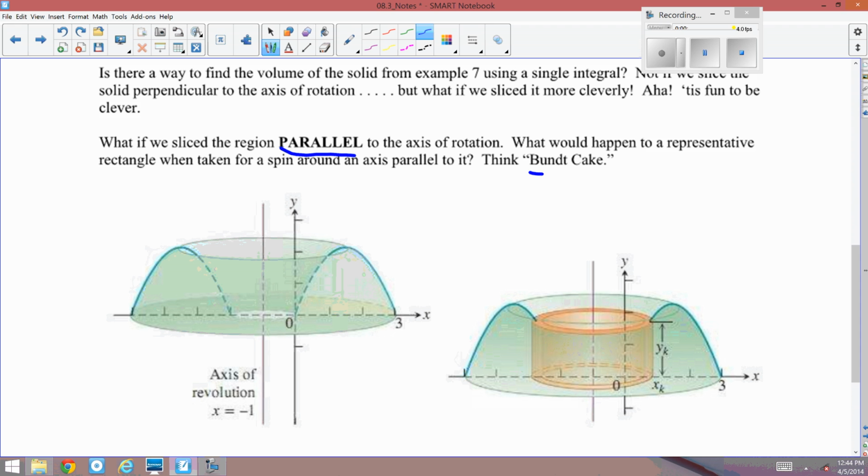All right, think bundt cake. This is the portion where if you want to bring in a bundt cake, I will be more than happy to help you eat it.